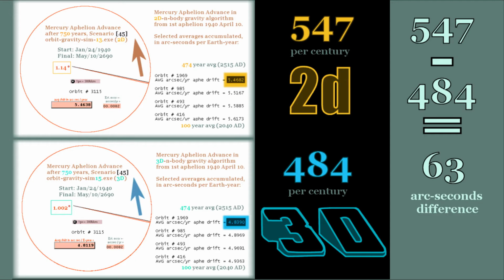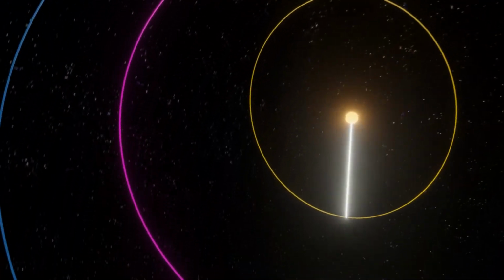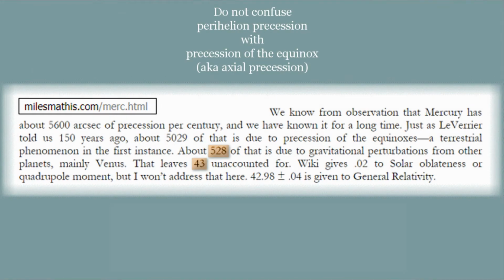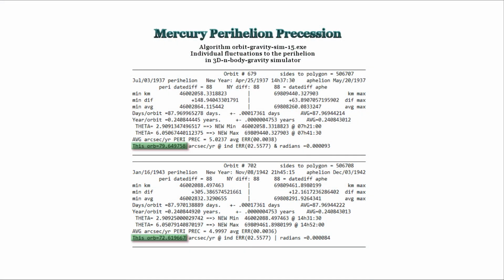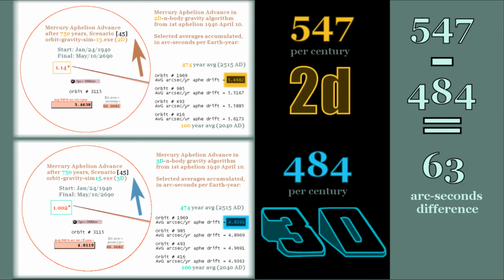August 15, the difference between the 3D and the 2D are as follows. The simple numbers are that Einstein claimed 43 arc seconds per century. The individual orbital fluctuations vary between negative 40 and positive 80 arc seconds for just a single orbit. So adjusting the starting orbit can easily account for Einstein's claim. And the inclusion of the Z-axis itself also accounts for 63 arc seconds per century, more than the 43 which Einstein claimed.